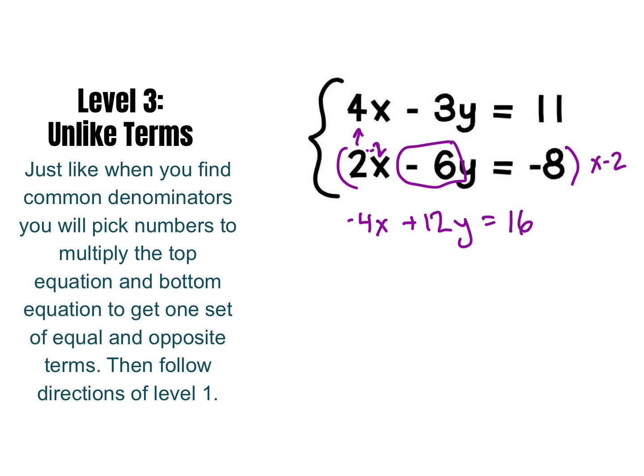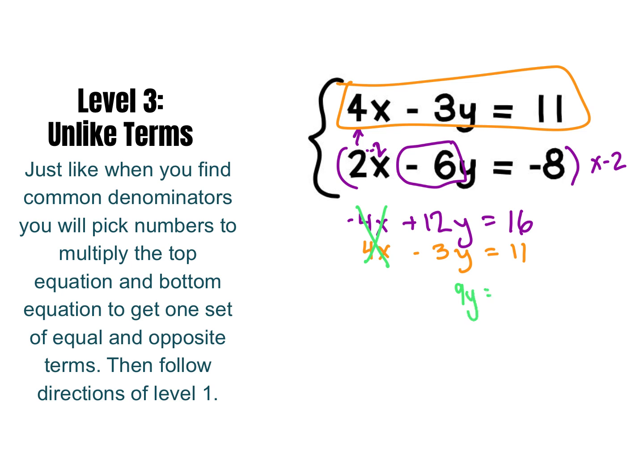Now I'm going to rewrite this top one just below it just so that they're lined up. So I've got 4x minus 3y equals 11. All right. So now I'm going to eliminate these terms. These two together create 9y. And these two together make 27. Okay, divide both sides by 9. And y equals 3.